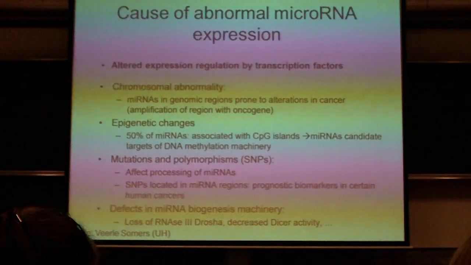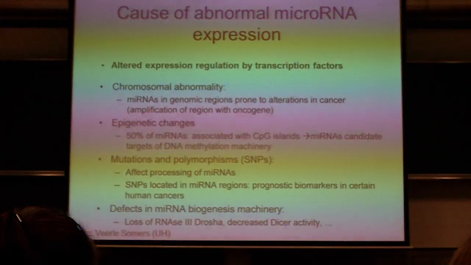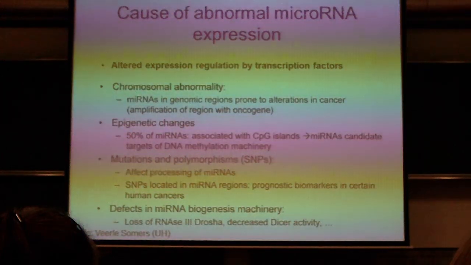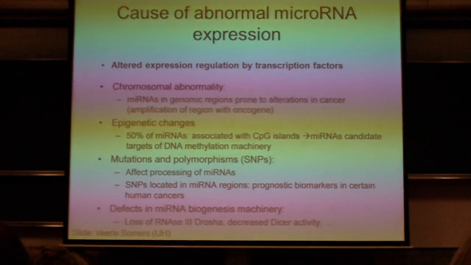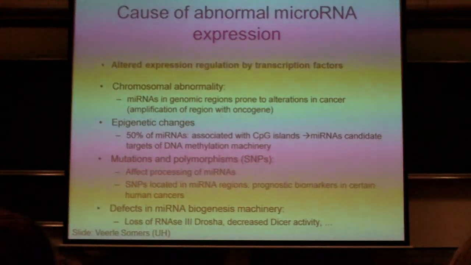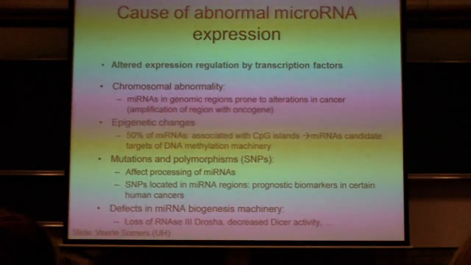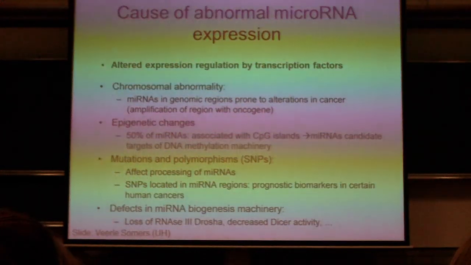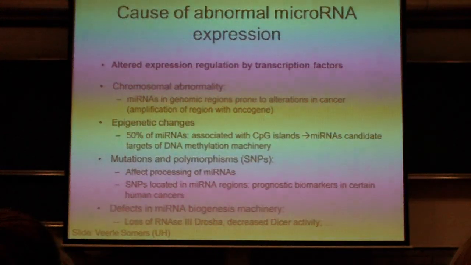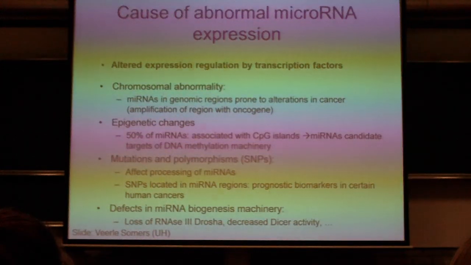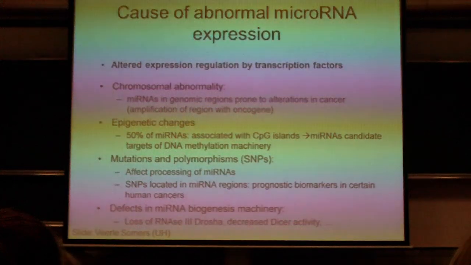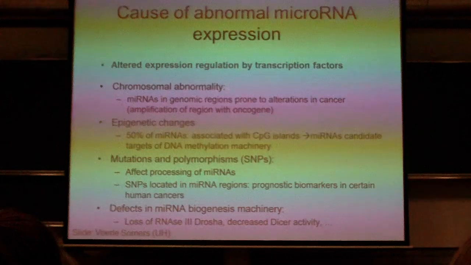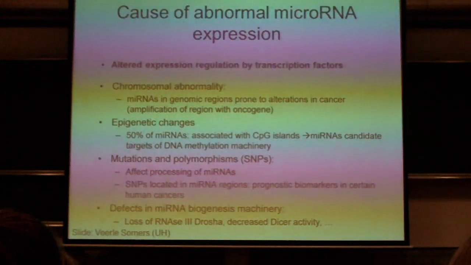Cancer is often a disease that develops earlier in life, while heart failure is often a disease that develops late in life. Unless it's hereditary, but so far also in hereditary forms of heart failure, no mutations have been found in microRNAs. And then there can be defects in the microRNA biogenesis machinery. For example, Dicer can be mutated.